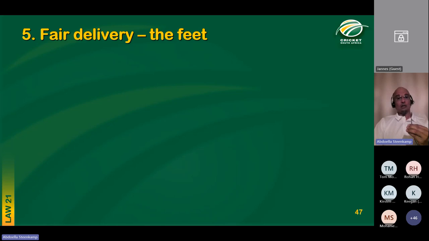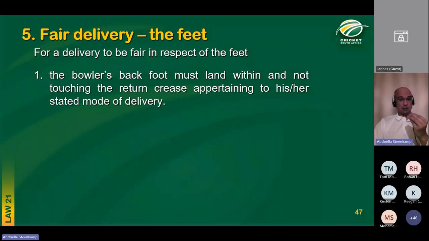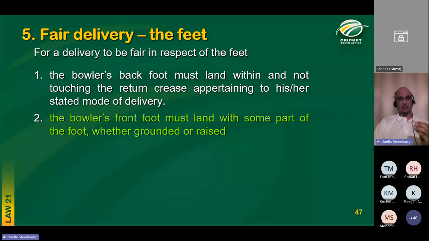Under the no ball law, we're going to start focusing on the feet and how the law looks at how you need to call no balls when it comes to the feet. We're going to start with the back foot. The law tells us that the crease linked to the back foot is the return crease. The bowler's back foot must land within and not touch the return crease for his or her mode of delivery. So you look at the return crease, and the back foot must land within and not touch it.